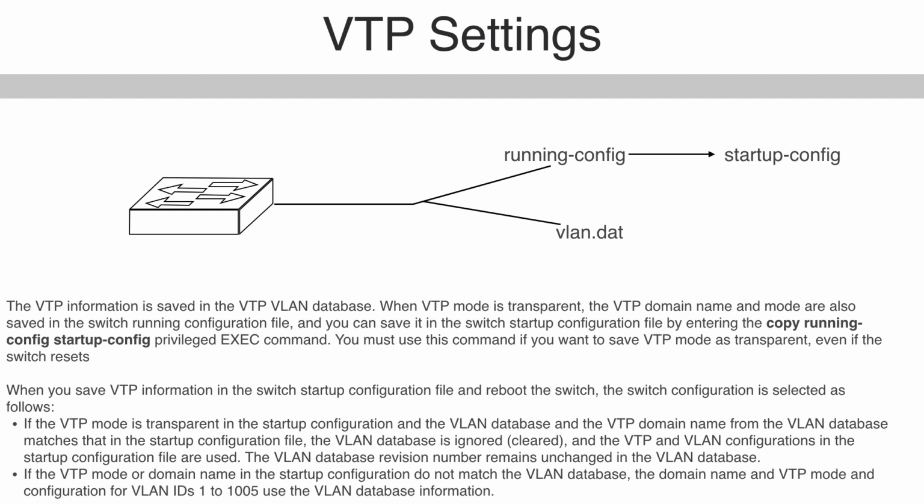If the VTP mode or domain name in the startup configuration do not match the VLAN database, the domain name and VTP mode and configuration for VLAN IDs 1 to 1005 use the VLAN database information.